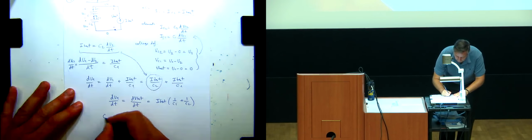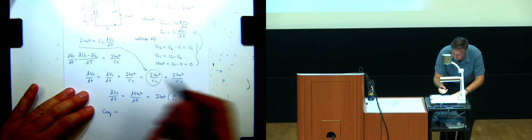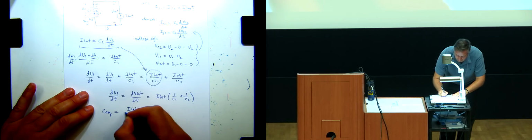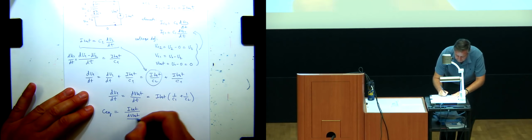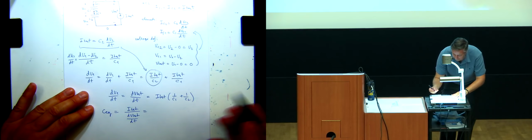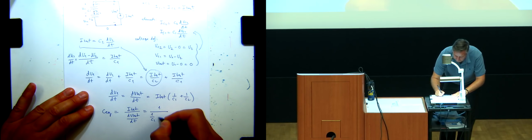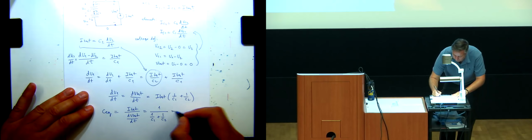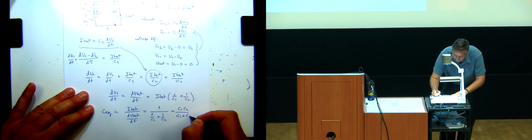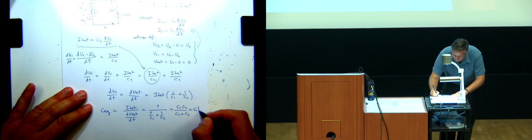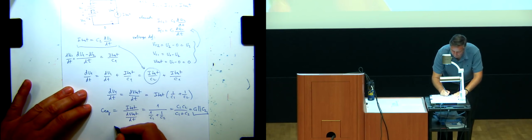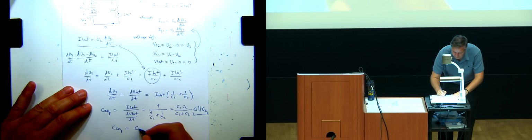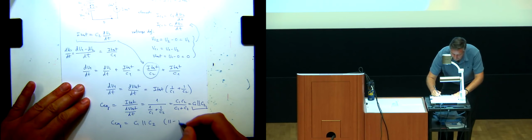And now we can apply our equivalence formula. So that's I test over dV test/dt. Right? And that's 1 over C1 plus 1 over C2, or C1 C2 over C1 plus C2, or C1 parallel operator C2. So C equivalent equals C1 parallel with C2, where this is just a parallel mathematical operator.